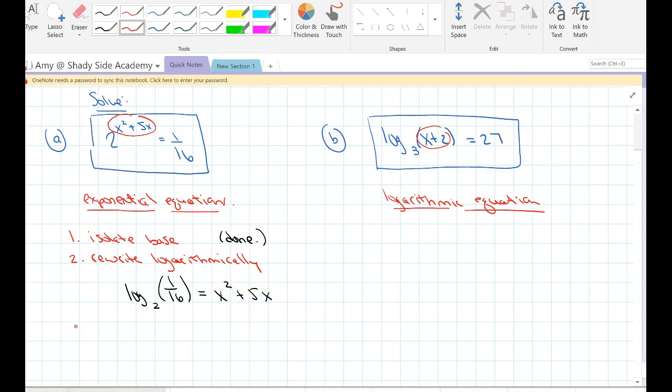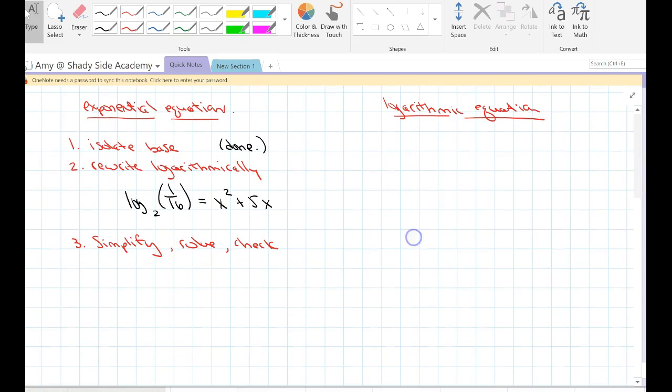Once you rewrite logarithmically, the final step is to simplify, solve, then check. So very important. Okay, so let's see. Simplify, solve, then check. Log base 2 of 1/16, what does that equal? Yes, it equals -4. -4 equals x squared plus 5x. And what's beautiful here, and I mean beautiful, and some of you are rolling your eyes like, oh, she said beautiful. Okay, what's awesome here is when you have simplified, I want you to take a look at this for a second. This equation now is what kind of equation?